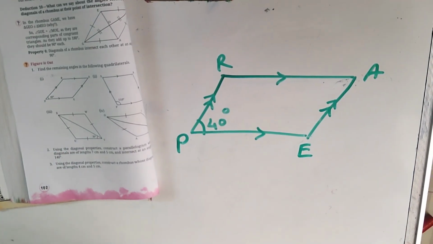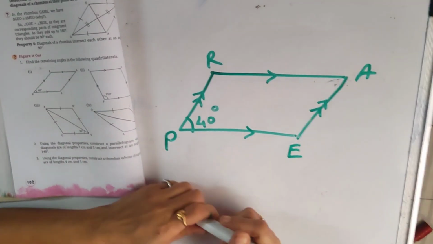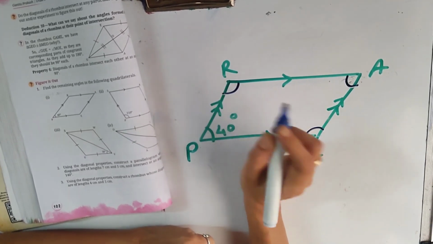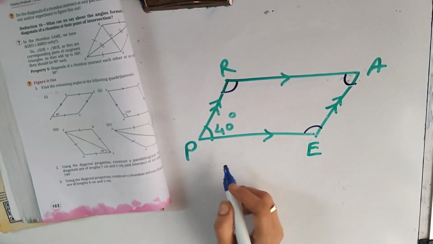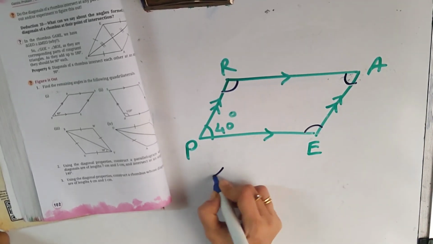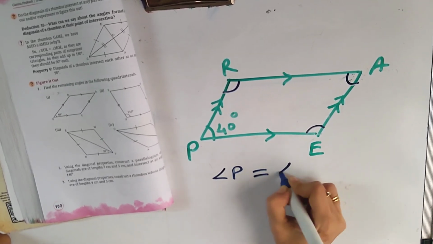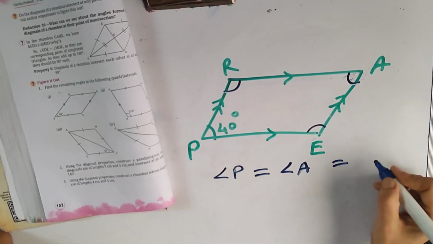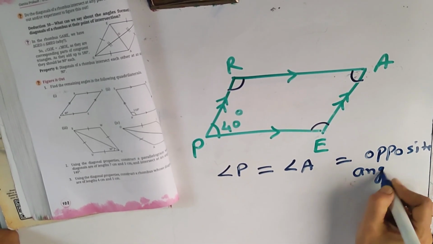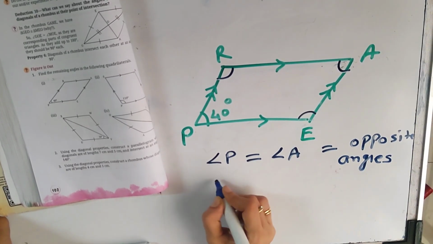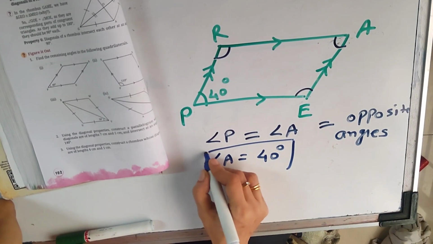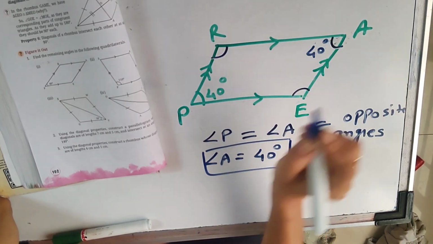अभी यहाँ पे हमने एंगल 40 डिग्री लिया है, तो you have to find the remaining angles, means angle E, angle A and angle R. So what is the value of angle A? What is the relation between P and A? Angle P is equal to angle A. Why? Because these are opposite angles, and opposite angles are equal in a parallelogram. So angle A is also 40 degrees. One angle तो हमें मिल गया.